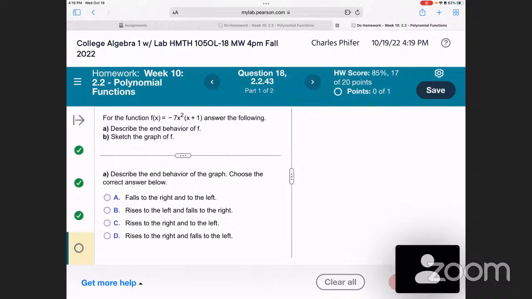Okay, here, if we're doing the leading term test, you might be tempted to say the leading term is -7x squared, but it's not. You've got to distribute and expand it all the way out. So the leading term is actually -7x to the power of 3. Because the leading coefficient is negative, it falls to the right, and the degree is odd, so the other side does the opposite. It should rise to the left and fall to the right, which is B.